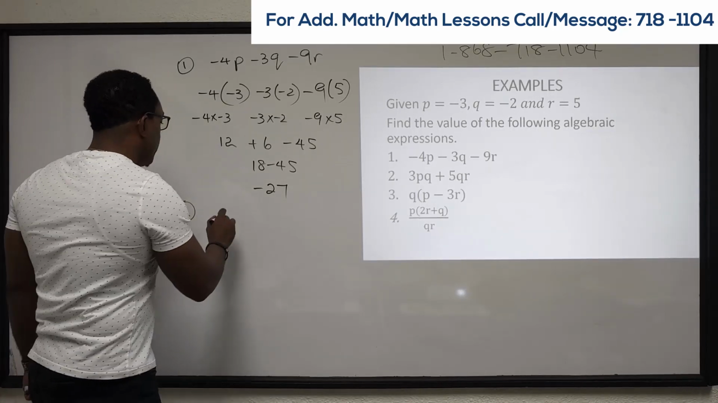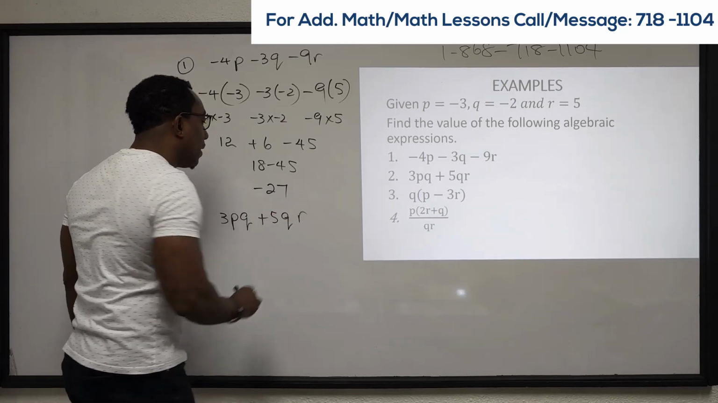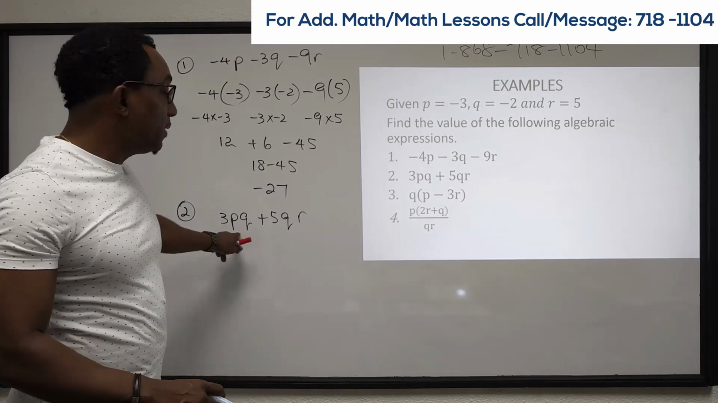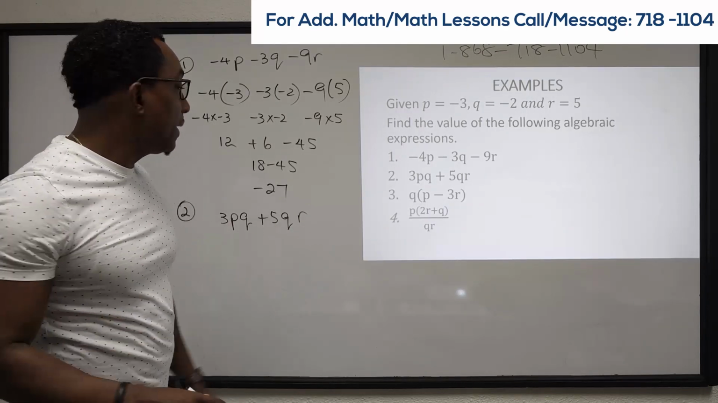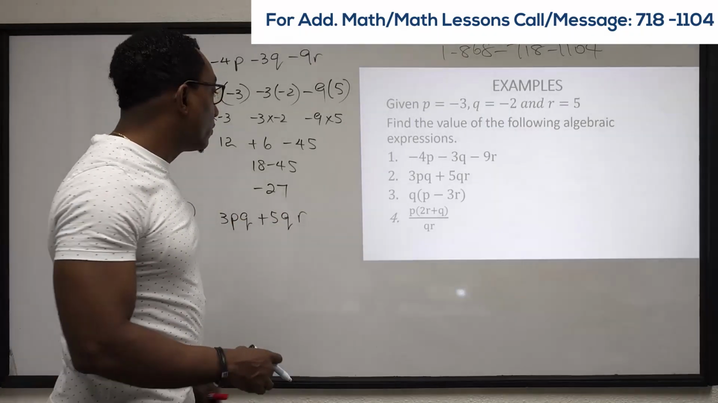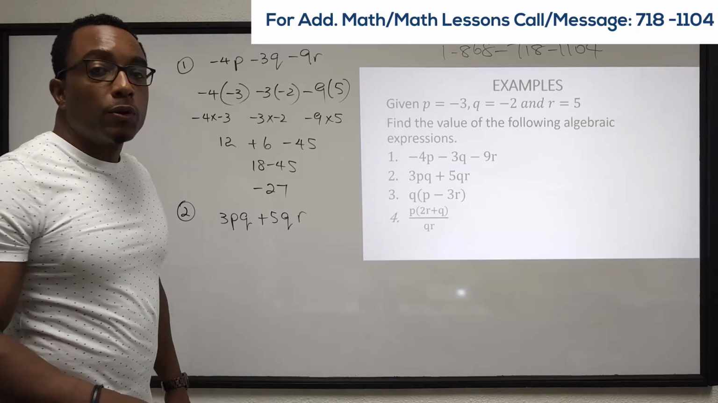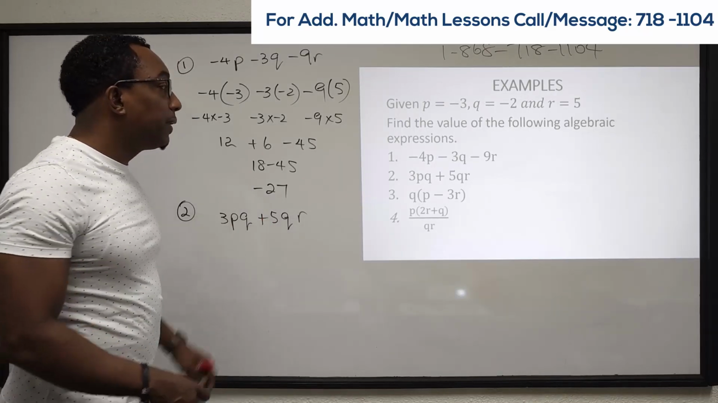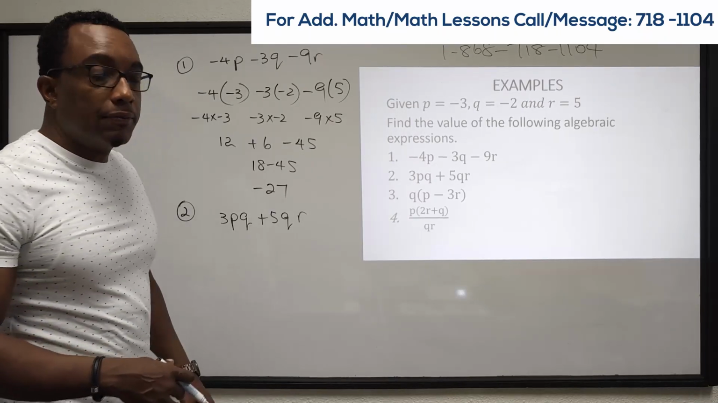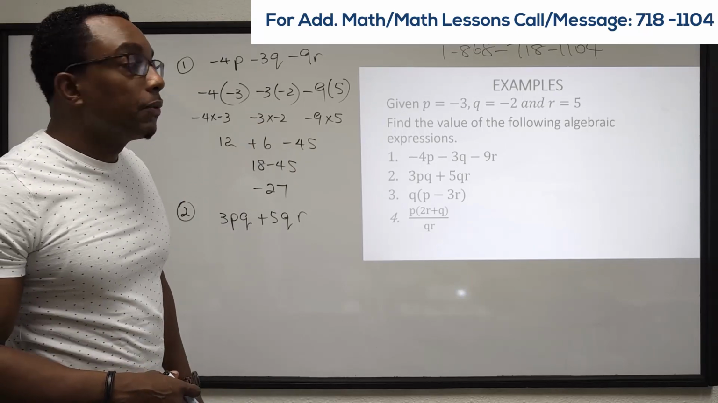We have 3PQ plus 5QR. So when you see PQ, that's the same as we're multiplying two quantities. That's P multiplied by Q. If we see QR, that simply means Q multiplied by R. So we have 3PQ plus 5QR. So again, we want to find the value of this algebraic expression. So we're going to replace those variables with the numbers shown. We're going to substitute those variables with the numbers given.